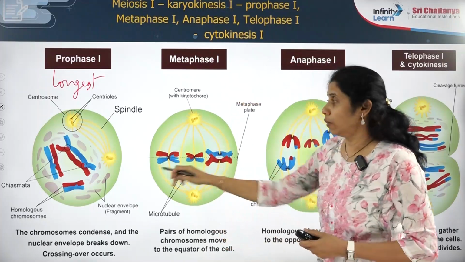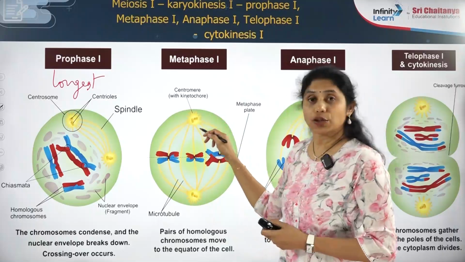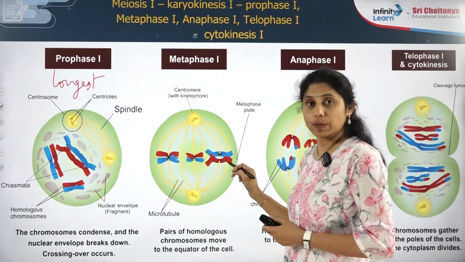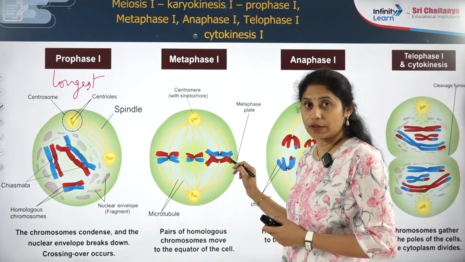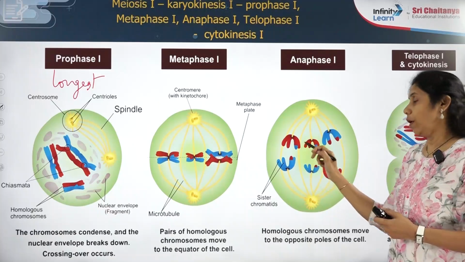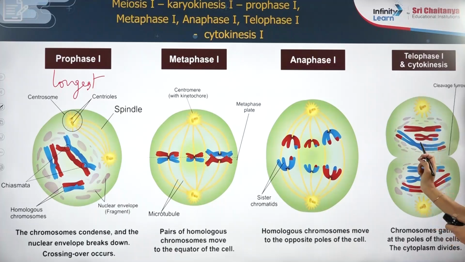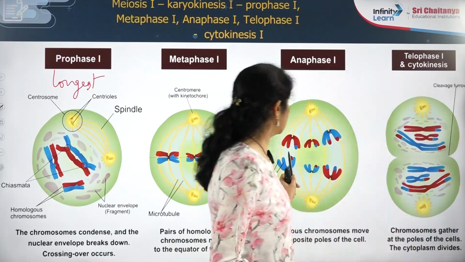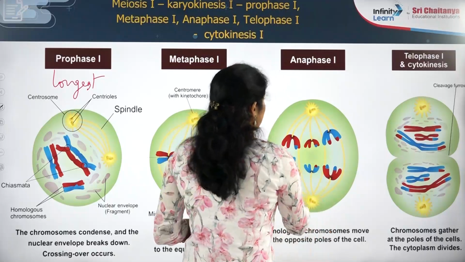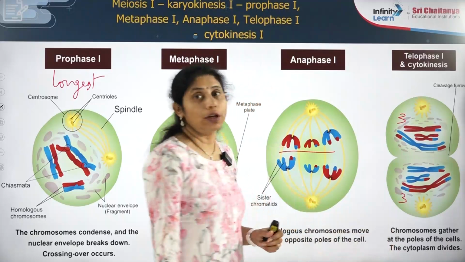In metaphase I, the chromosomes released into the cytoplasm get attached to the kinetochores and spindle fibers and are placed on the metaphase plate. The homologous chromosomes are placed on the metaphase plate, and then in anaphase I, the homologous chromosomes of the bivalents get separated towards opposite poles. In telophase I, you can see 6 chromosomes in anaphase I, but 3 chromosomes have migrated towards each opposite pole. So you get 3 chromosomes in each daughter nucleus.